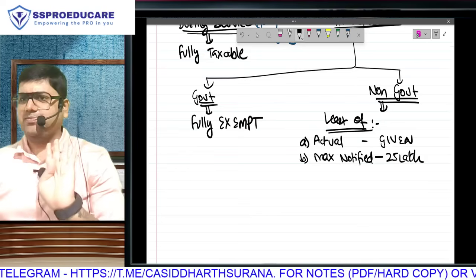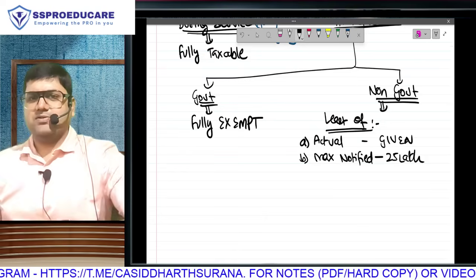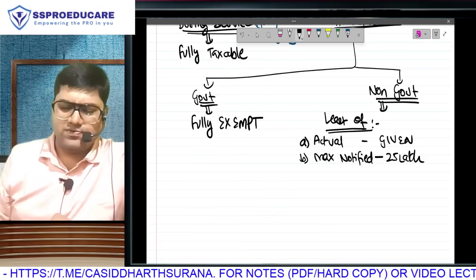Only 4 places in the chapter we have this. So gratuity 20, here it is 25, other 2 are both 5 lakhs. We'll do them as we go forward.